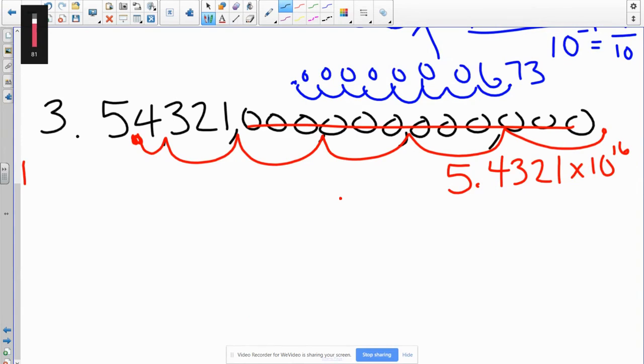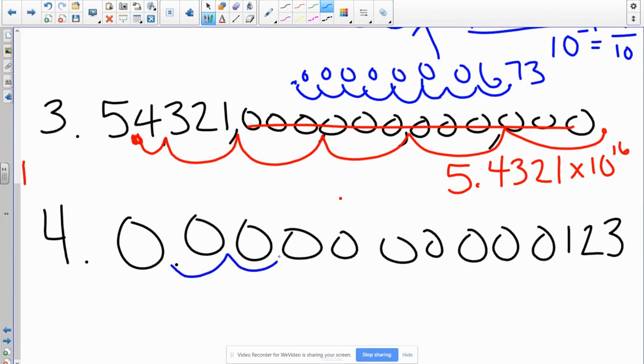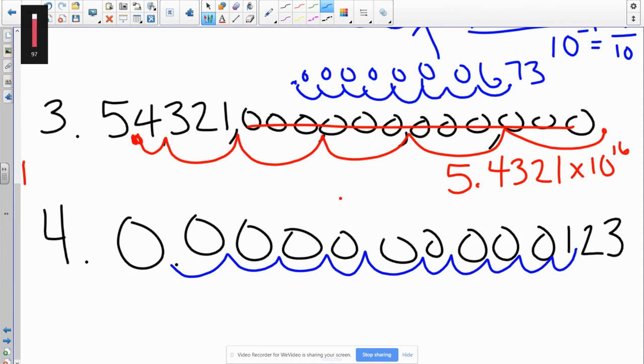In our last example, number 4, we're going to work with a really small number. So let's go 0.000000001, 2, and 3. So again, we're going to start where our decimal is. We're going to move the decimal over until we have one digit in front of it that is a non-zero. So there's 2, 3, 4, 5, 6, 7, 8, 9, and 10. So we're going to write down our new number. So our decimal's right here.